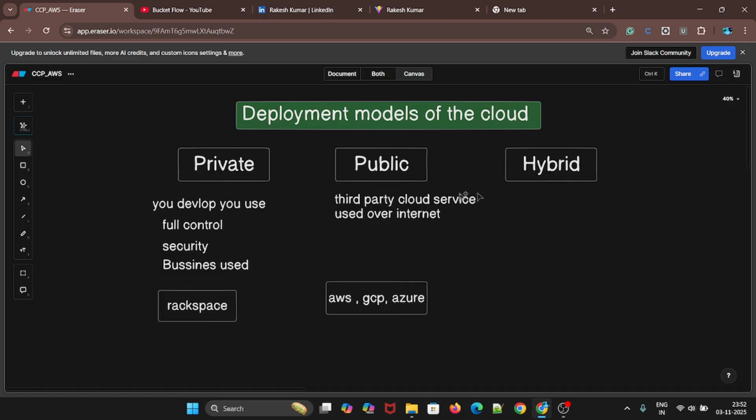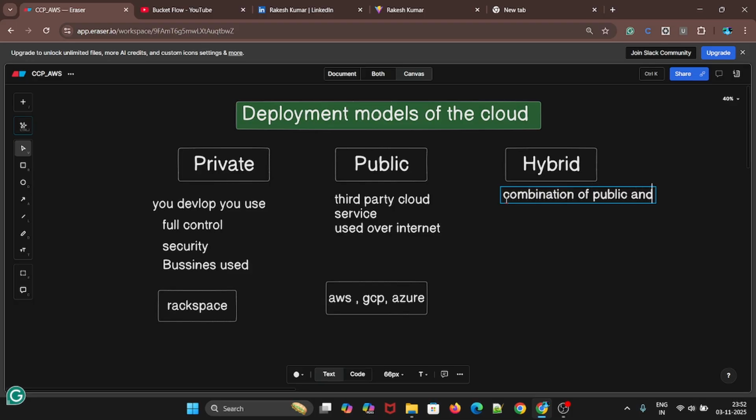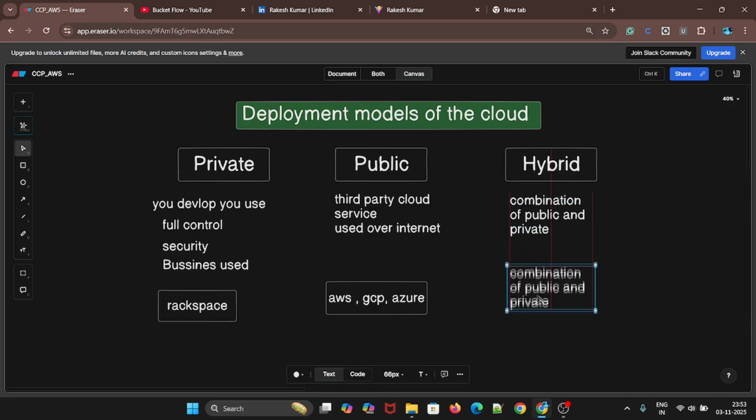Now it comes to hybrid. As the name suggests, hybrid means a combination of public and private. So what happens is, you have some resources on your own premises and you want some services to be on the cloud, maybe for data security or something like that.